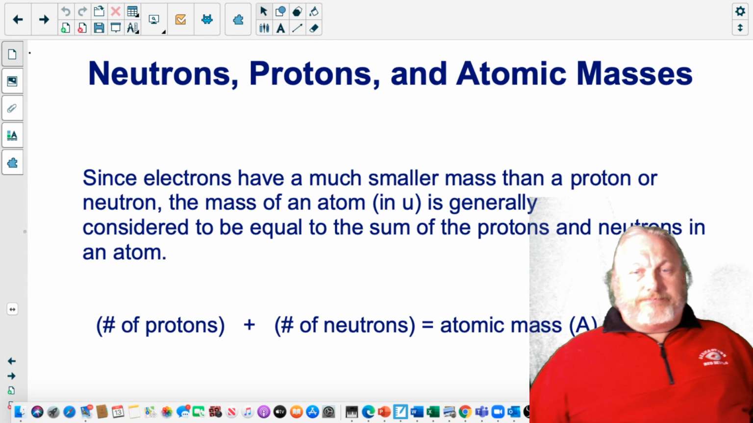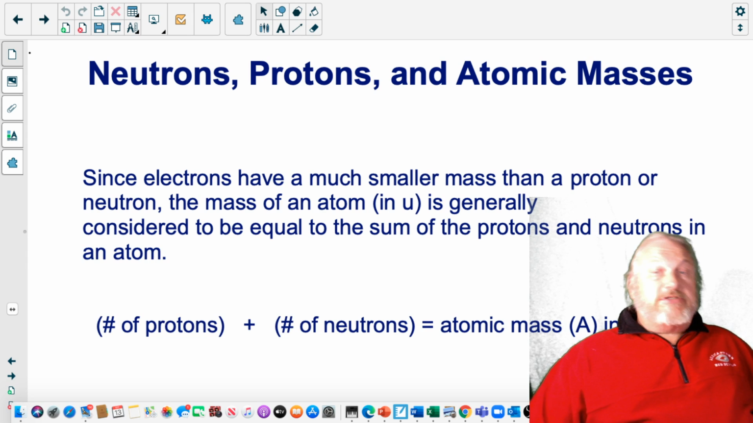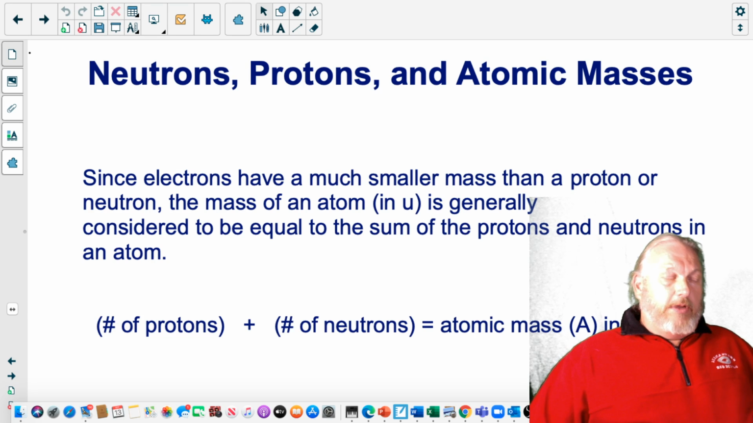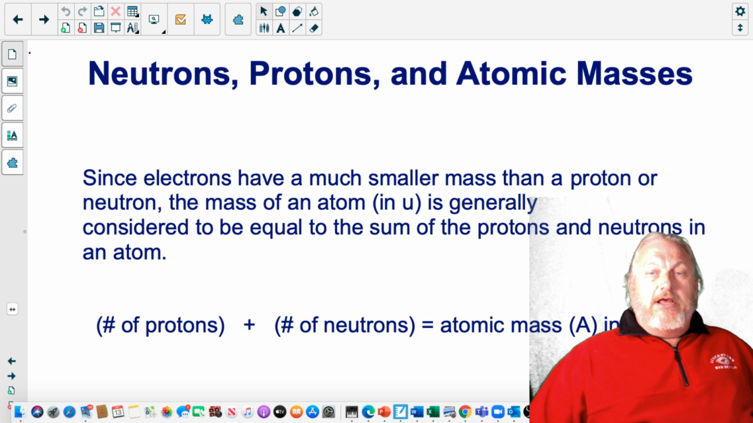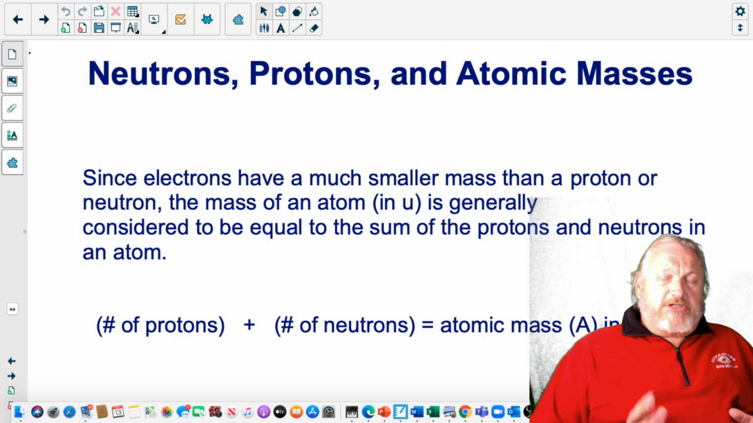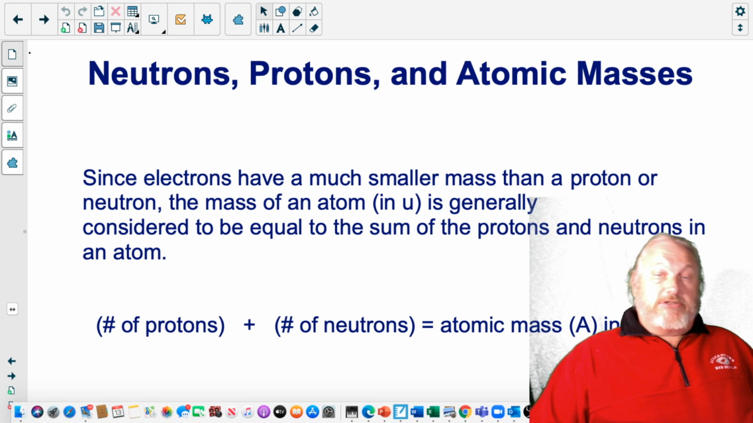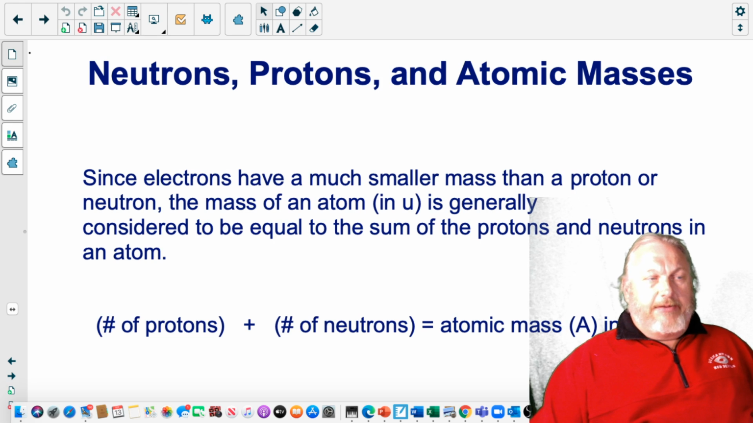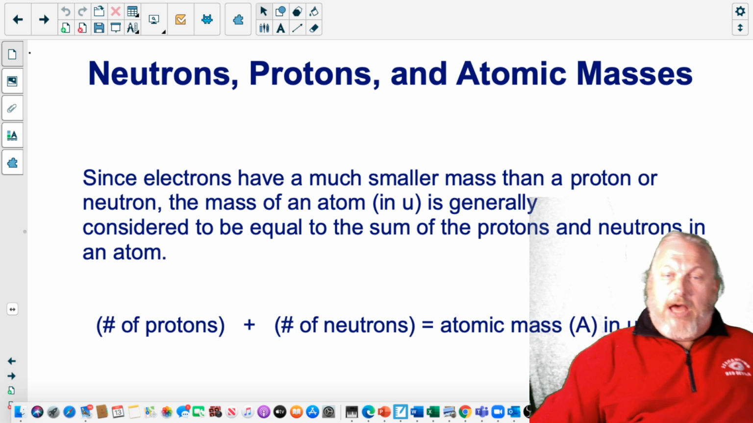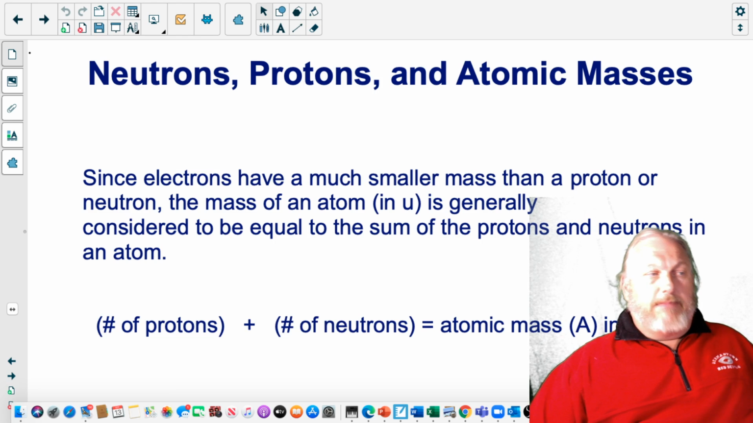This is Coach Scott. We're going to be talking about the subatomic particles that make up the atom. So we talked about in class that electrons have a much smaller mass than a proton or a neutron, like 4,000 times smaller. So when we talk about the mass of an atom in atomic mass units, otherwise known as u, we generally consider that to be the sum of the protons and neutrons in the atom. So the number of protons plus the number of neutrons equals the atomic mass A in atomic mass units.